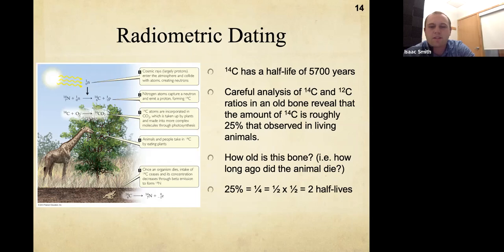So 25% is a quarter, right? So it's half times a half, so that's 2 half-lives. So if you know that the half-life of carbon-14 is 5,700 years, you could multiply this number by 2, and you'd get about 11,000 years. So you know that the bone is about 11,000 years old at that point, okay?